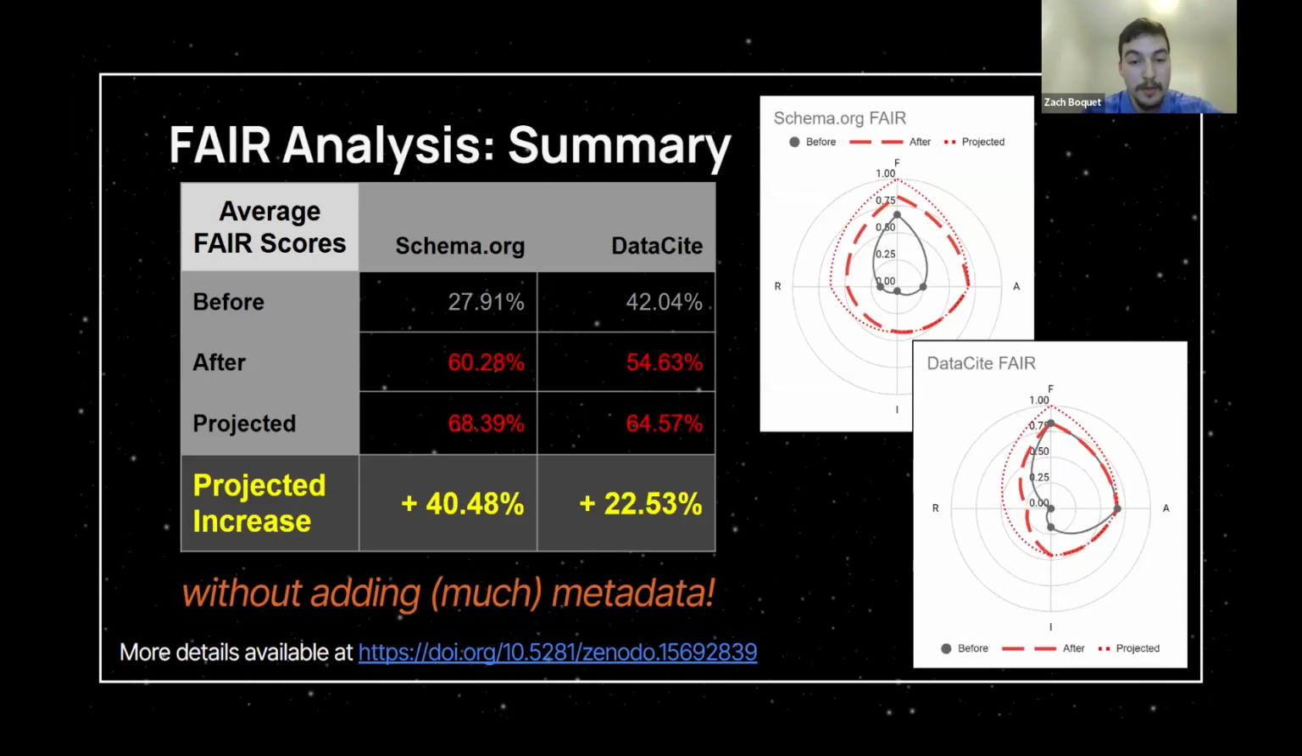So here's a summary of these results. So a breakdown of the chart. Before is the average FAIR scores before anything was done, as they are now. After is what the scores are after implementing the updated mappings, and then projected is by adding the licenses on top of that. So as you can see for schema.org, the average FAIR scores are projected to increase over 40%, and then for DataCite over 22%. So we're very excited about these results.